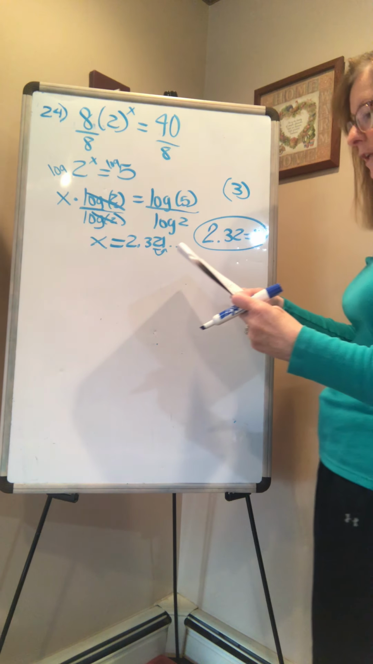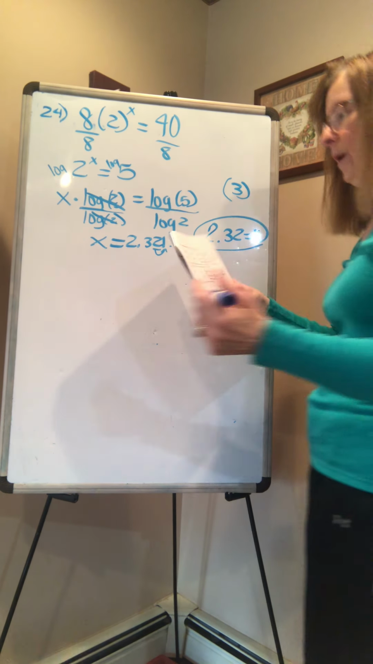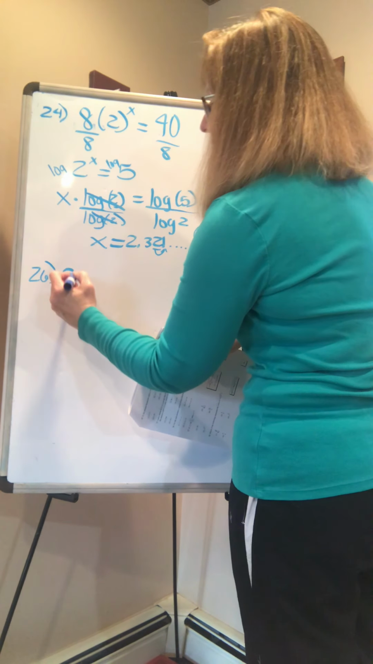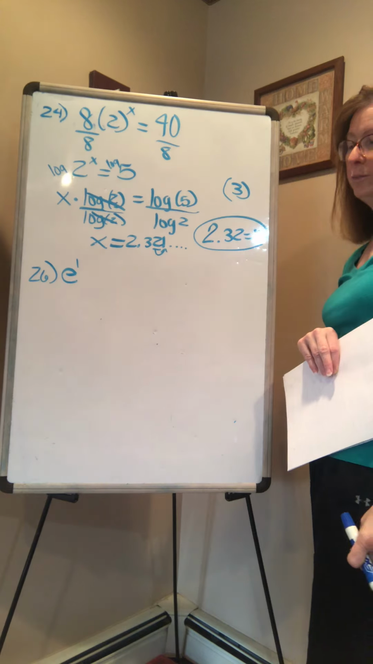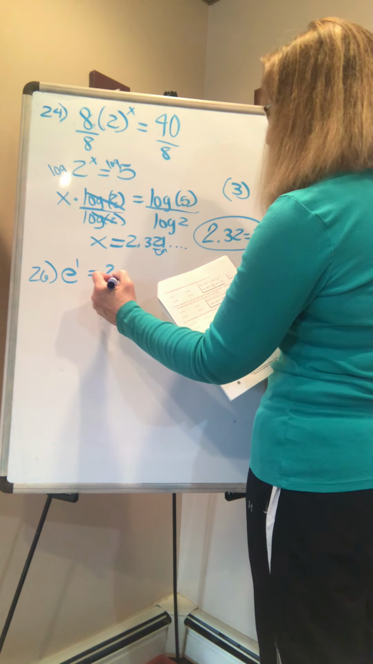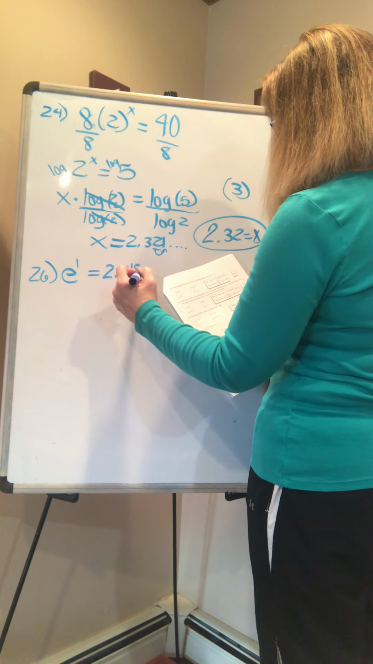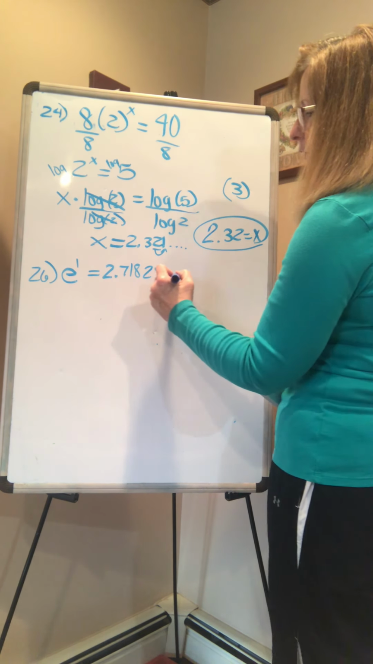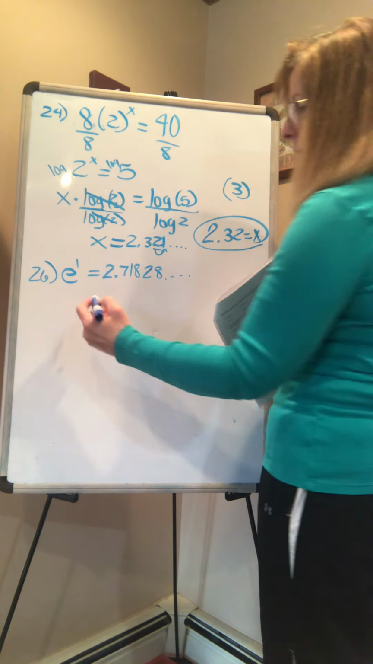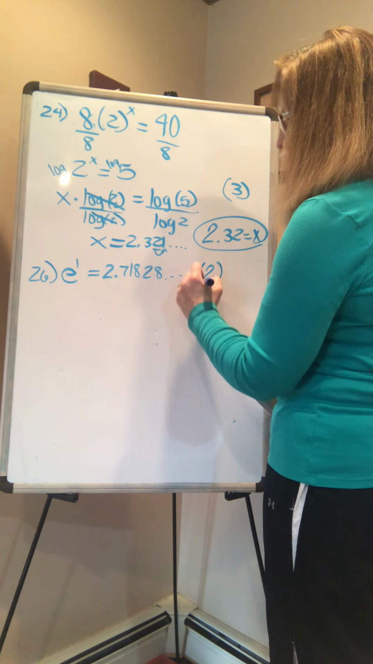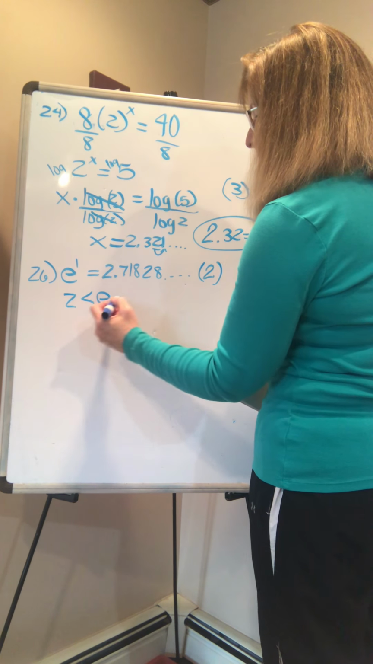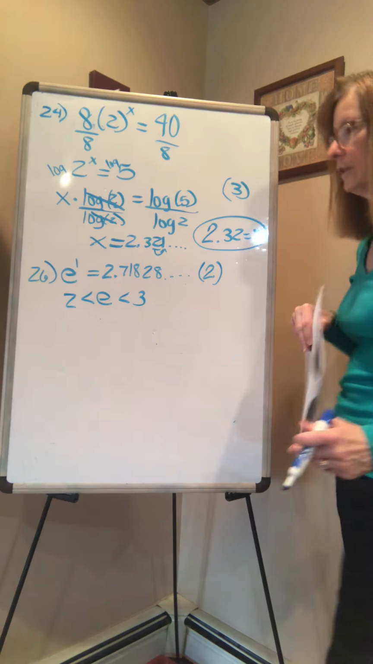26, for the real number e, which is true. When we did this and you typed e on your calculator, remember it always gives you an exponent. When you type it in, e is 2.71828, and it goes on. It's irrational, so what is true? Choice 2. e is greater than 2, but it is less than 3, so it is choice 2.